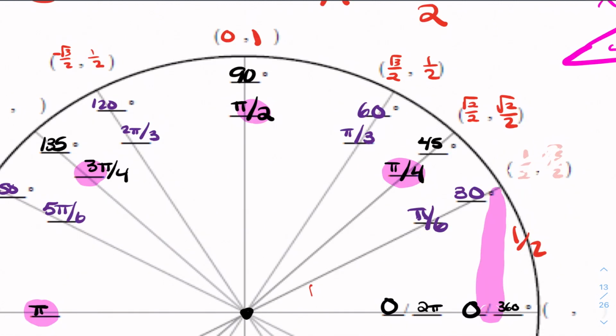Let's make sure that Mr. Swenson writes these correctly. This x value is root 3 over 2. The y value is 1/2. Here, the shorter value should be the x value, which is 1/2. The y value is root 3 over 2. My fault.